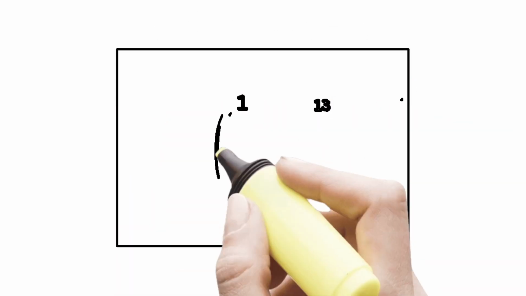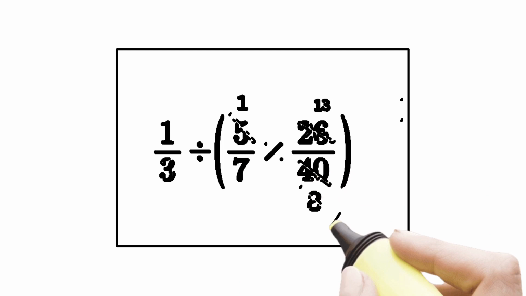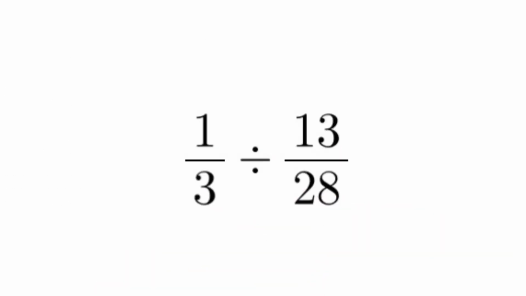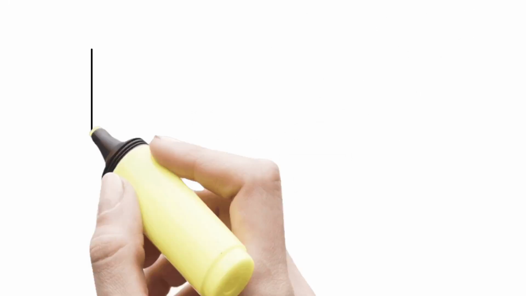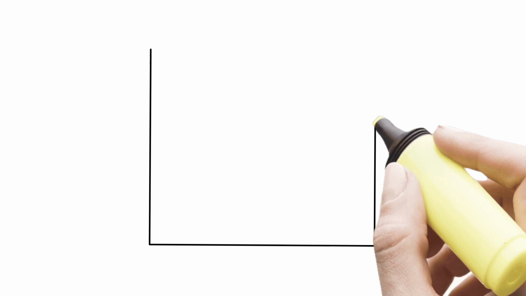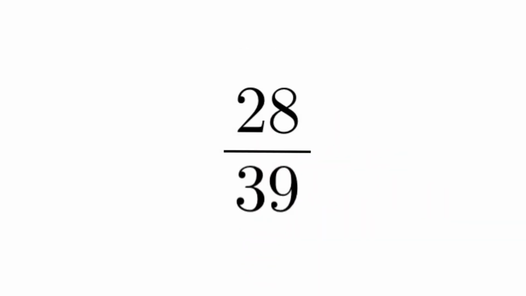Solving what we have within our bracket, we have 5 divided by 5 equal 1, 40 divided by 5 equal 8, 26 divided by 2 equal 13, 8 divided by 2 equal 4, 7 times 4 equal 28. So we end up having 1/3 ÷ 13/28. Changing from division to multiplication, we have 1/3 × 28/13, which is equal to 28/39 as our answer. Thank you.